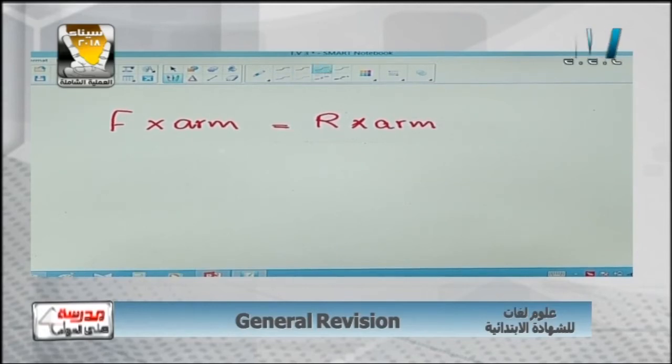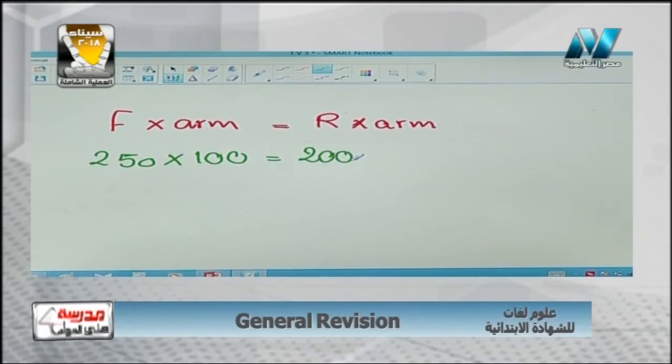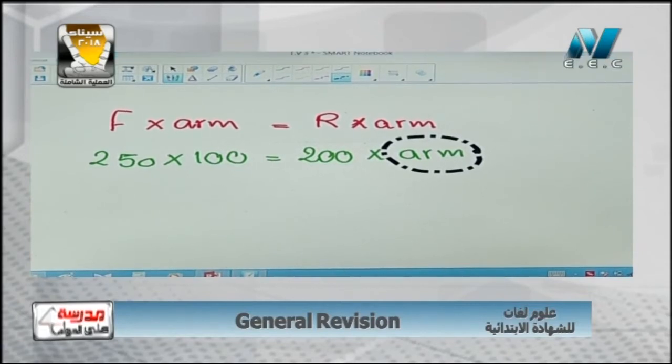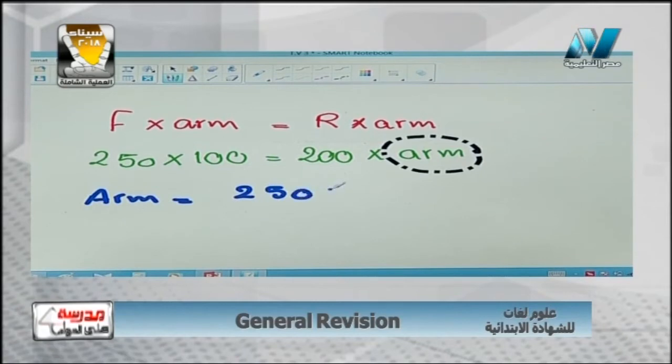And we know here the force of the boy is 250 times 100 as a distance, equals 200, as the resistance, هنا, in newtons of the girl, times arm. And we want to calculate the distance between the girl and the fulcrum here. So as you see here, arm or distance equals 250 times 100 over 200.